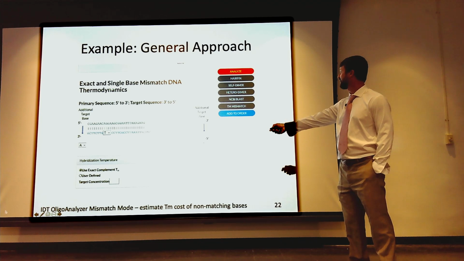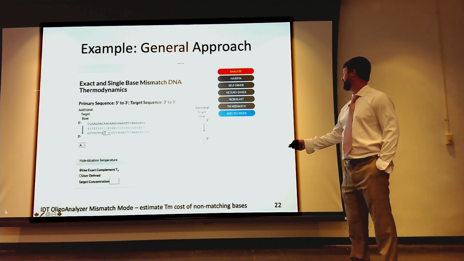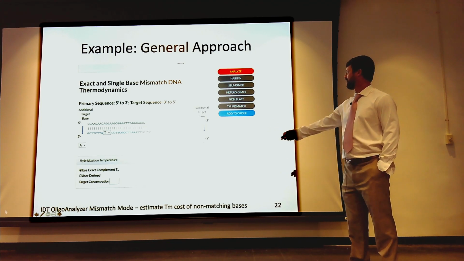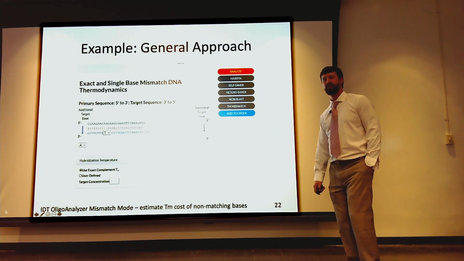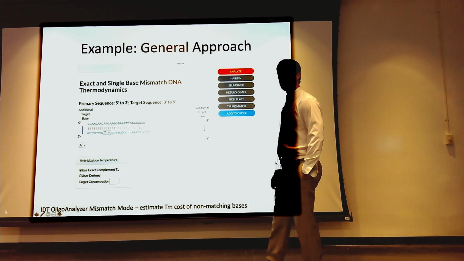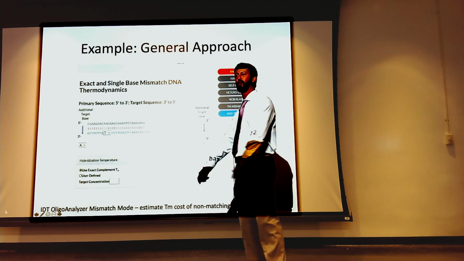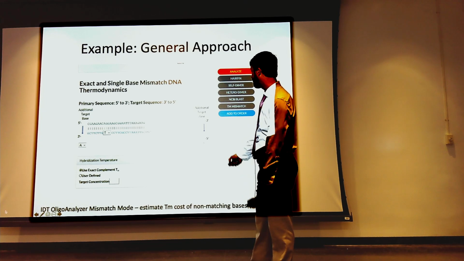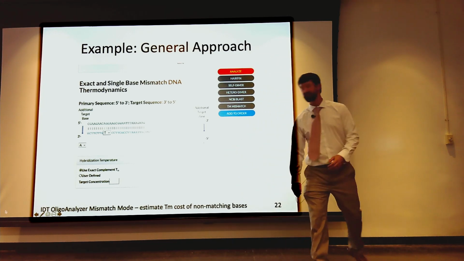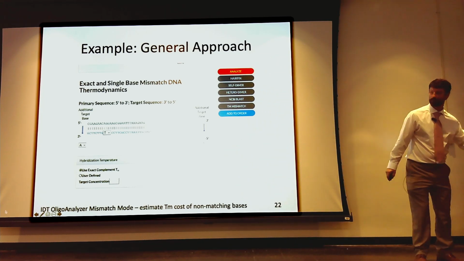General approach: exact single base pair mismatched DNA thermodynamics. It's a mouthful. How does a mismatched piece of DNA affect its stability? G can bind to T, but do you think it does it as well as C? Nope. Your body will tolerate it in some cases. But let's look at what it does to the Tm, the melting temperature.